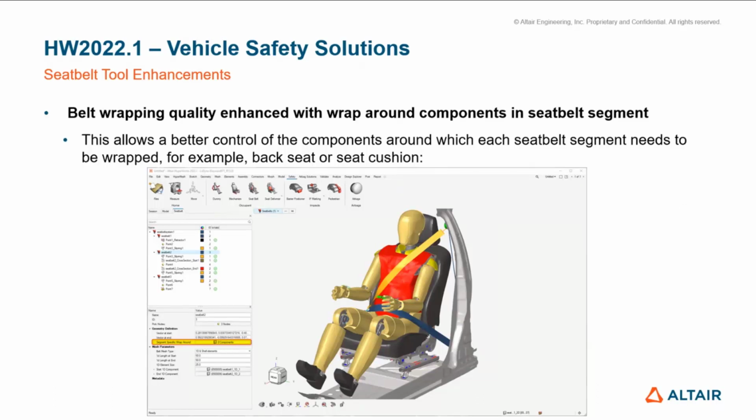So now, with this new selection of wraparound component inside the seatbelt segment, you can have better control over which component each segment needs to be wrapped around. So you will not have interferences in the wrapping with other components which are maybe defined in different seatbelt segments. So this is an important enhancement because sometimes the wrapping couldn't be done correctly because of this limitation.